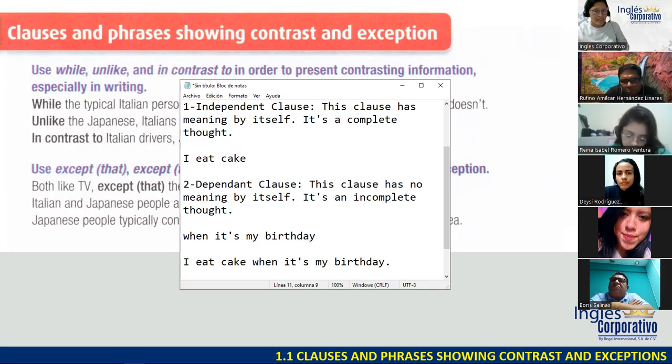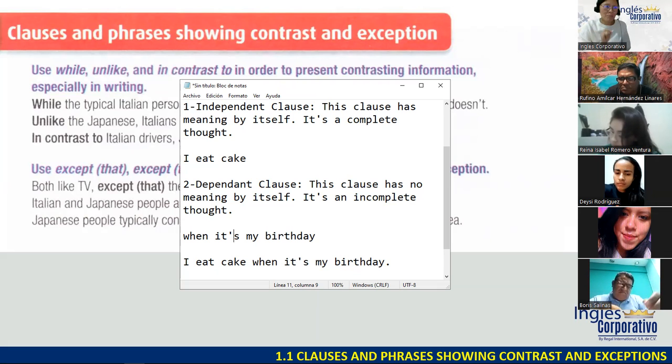Because in my case, guys, I do not eat cake often. Right? I try to avoid sugar. I try to not to eat, you know, things that are very sugary. So when I eat cake, it's when, you know, it's my birthday, right? So as you can see here, we have two different clauses, okay?